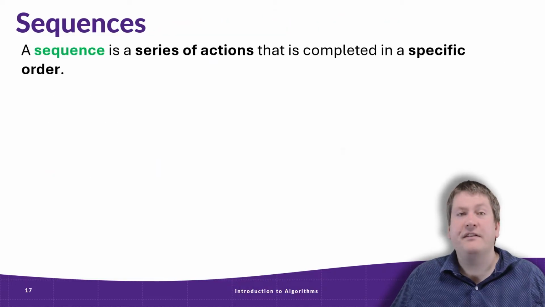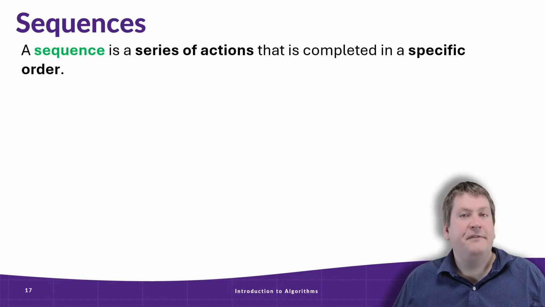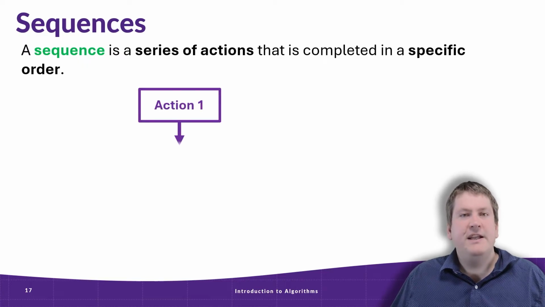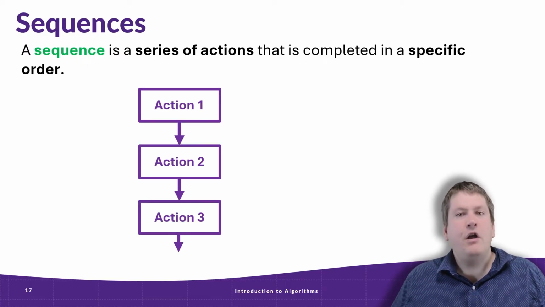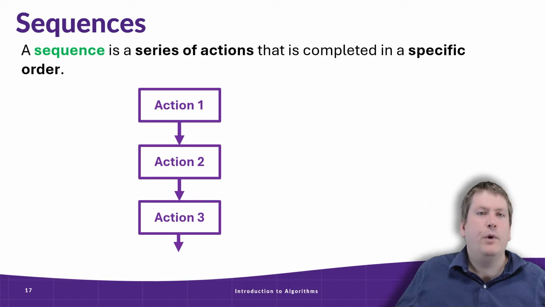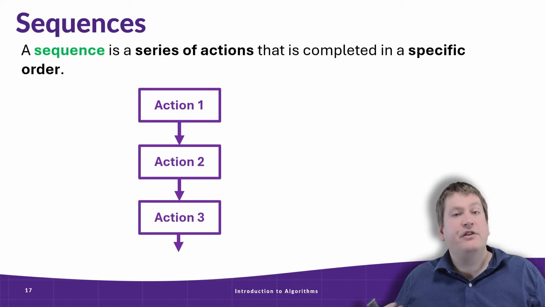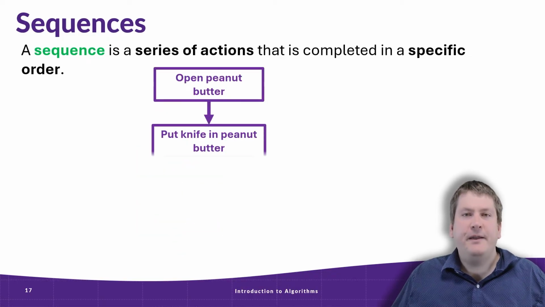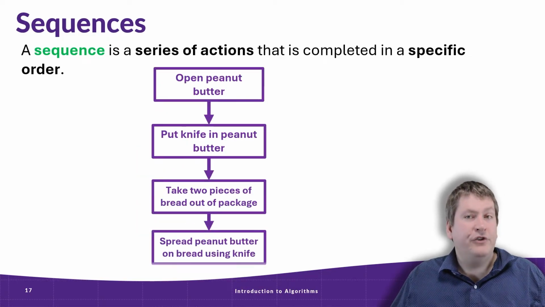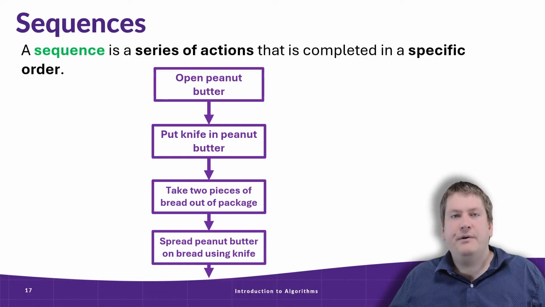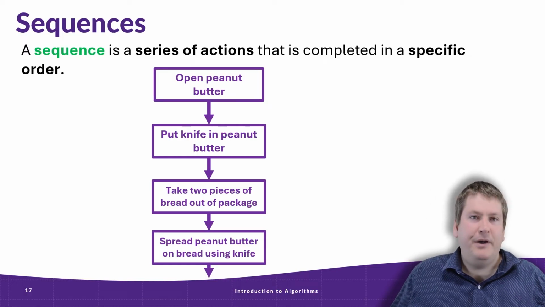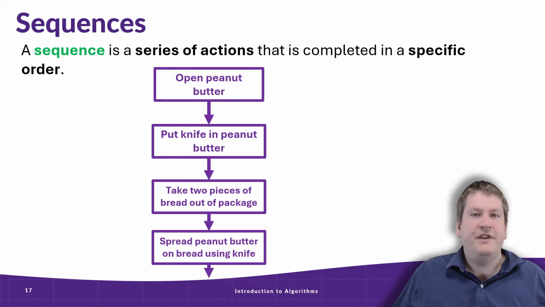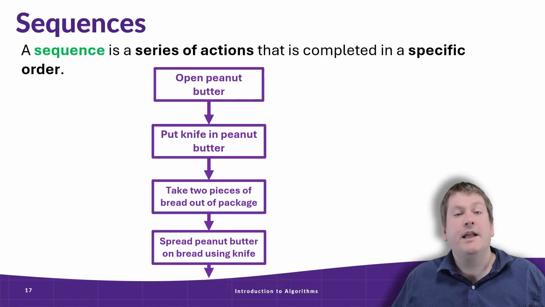A sequence is a series of actions in a specific and set order. Each action is carried out in order, one after another. Action 1, then action 2, then action 3, and so on. In our peanut butter and jelly example, the algorithm was sequential. First, we open the peanut butter jar, then we put the knife in the peanut butter, and so on. Each step occurs after the last one in order.